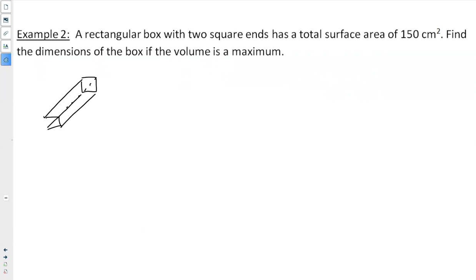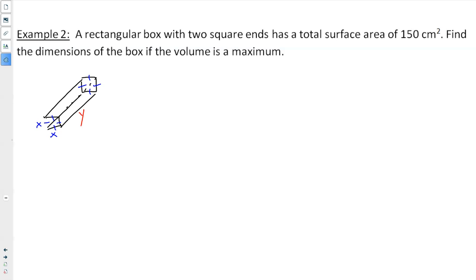Okay, we are going to have a box with square ends, so that means all of these sides are the same. Same over here. So that will be x. And the length of the rectangular box will be represented by y. Okay, so there's our box.